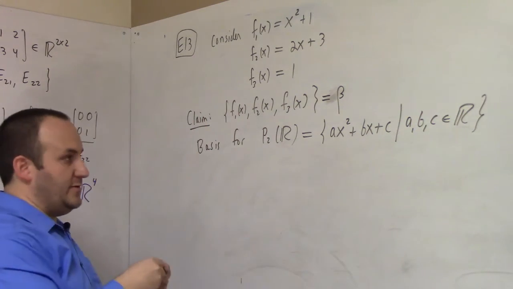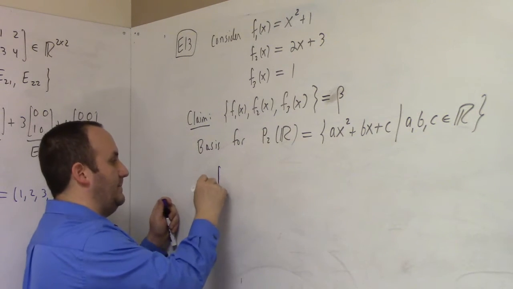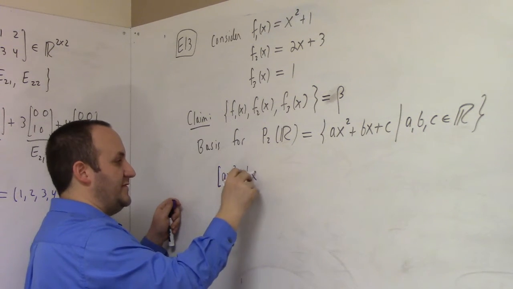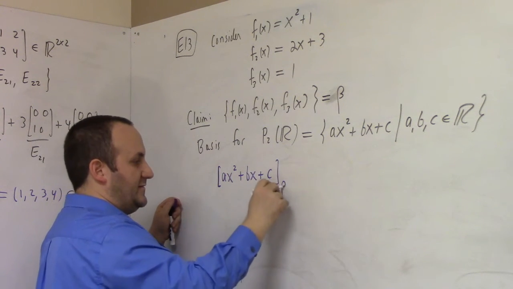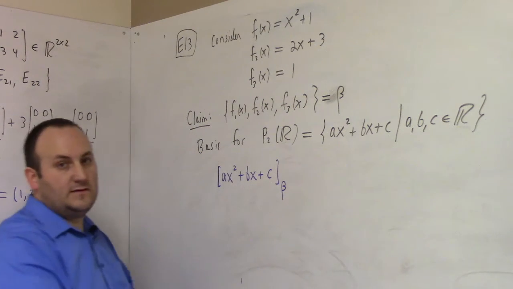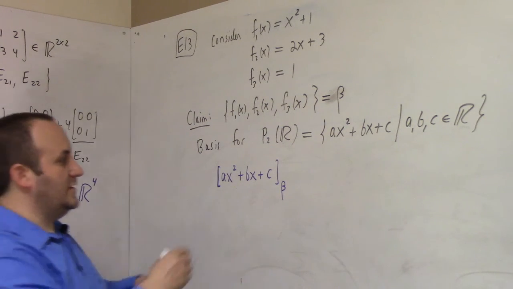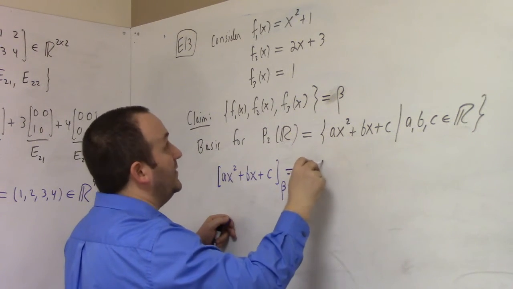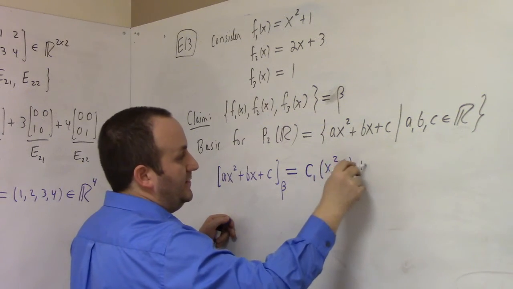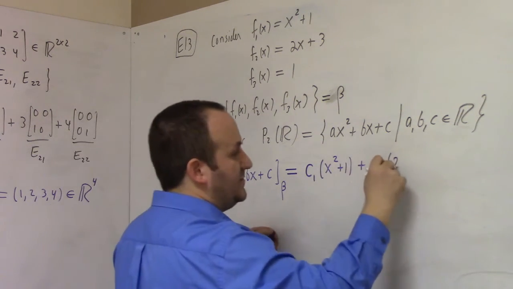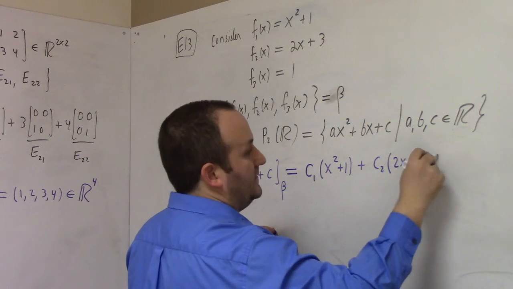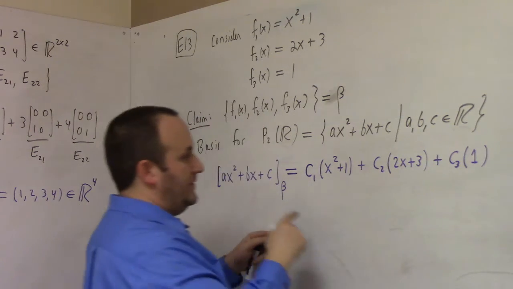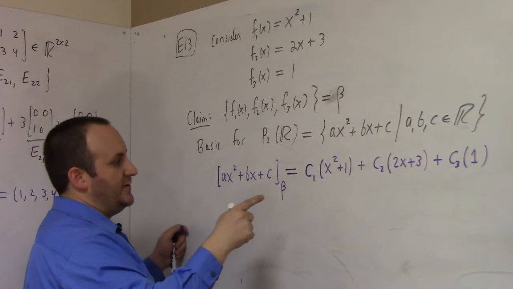So we can ask a slightly tougher question. What's the coordinates of a generic vector in here? This is where I've raised the level of difficulty significantly. What's the coordinate vector of this guy? I need to figure out, let's say, c1. So I need c1 times x squared plus 1, plus c2 times 2x plus 3, plus c3 times 1.